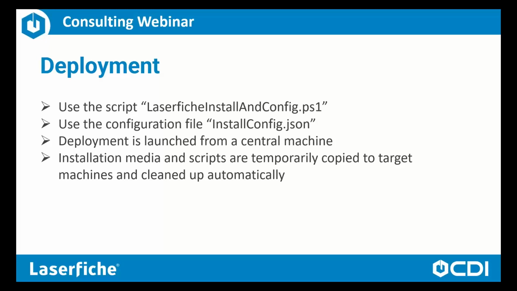For deployment, using the deployment toolkit, we will use the script Laserfiche install and config.ps1 to begin our deployment. This PowerShell script will use the configuration file named install-config.json located in the same directory. If you have multiple configurations, for example, one for test and one for production, we can save those .json files in a different folder or name them install-config.test.json, .prod.json, and rename the appropriate JSON file when we are deploying.